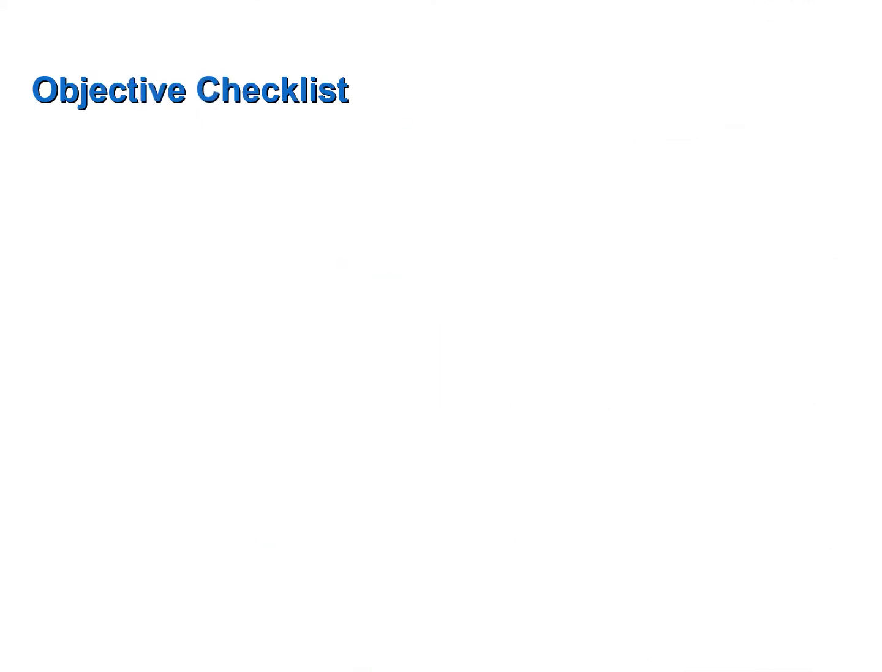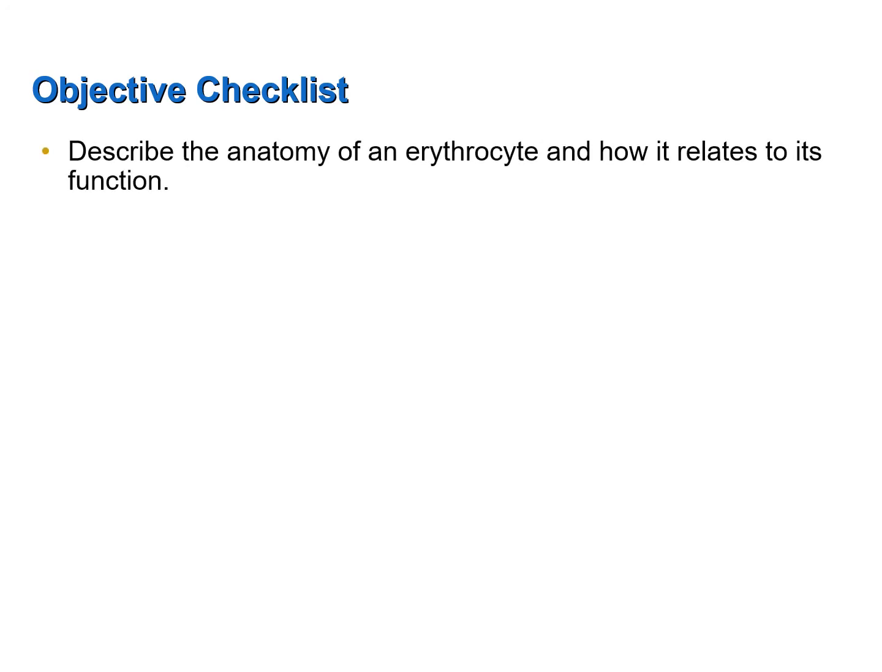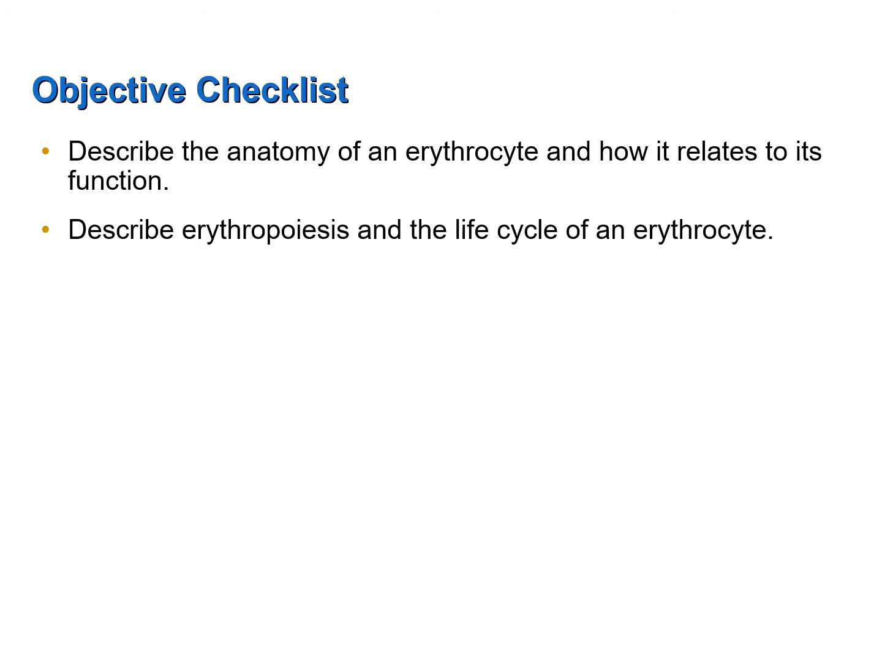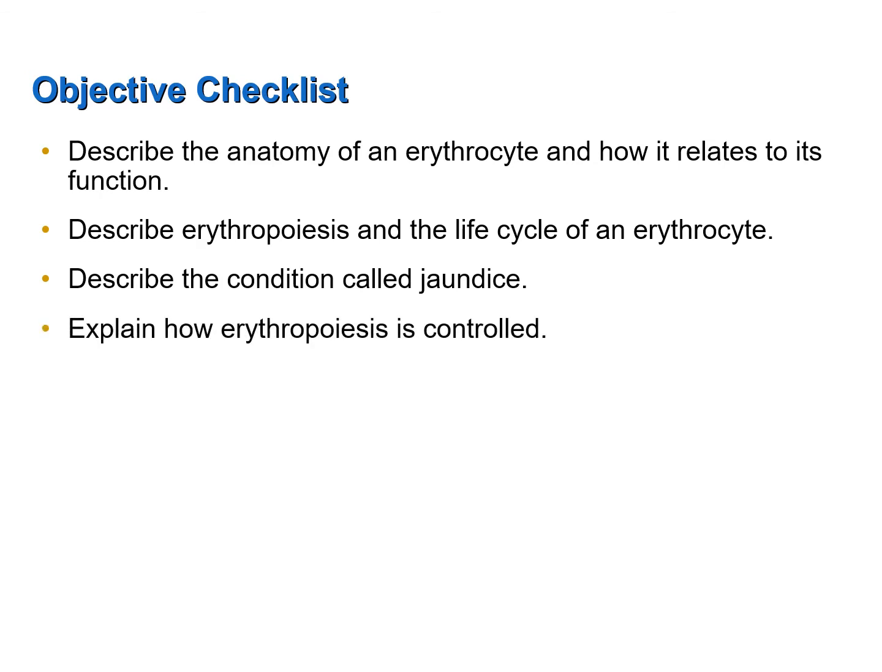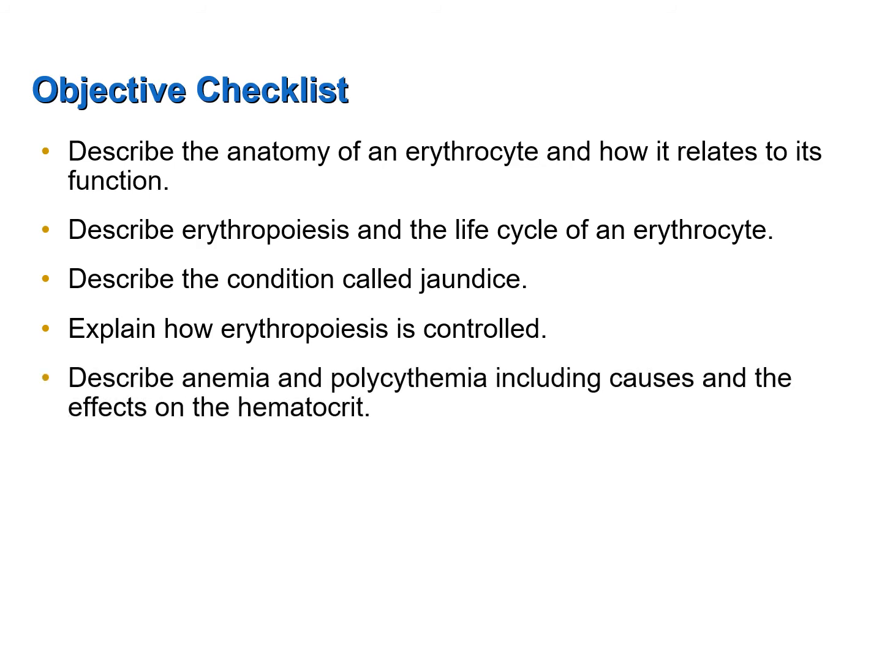This screencast was designed to achieve the following objectives. Describe the anatomy of an erythrocyte and how it relates to its function. Describe erythropoiesis and the life cycle of an erythrocyte. Describe the condition called jaundice. Explain how erythropoiesis is controlled, and describe anemia and polycythemia, including causes and the effects on the hematocrit.